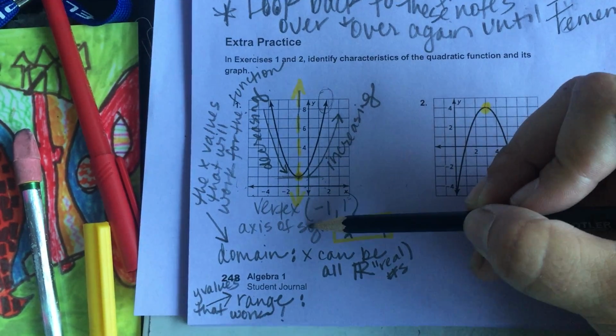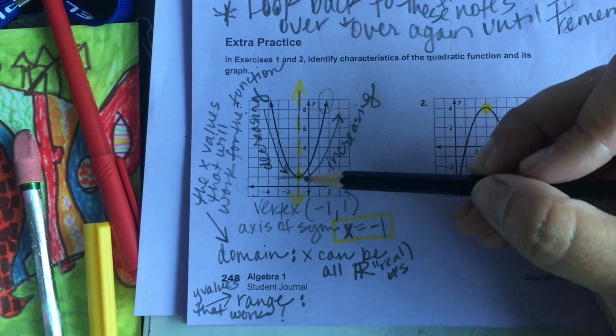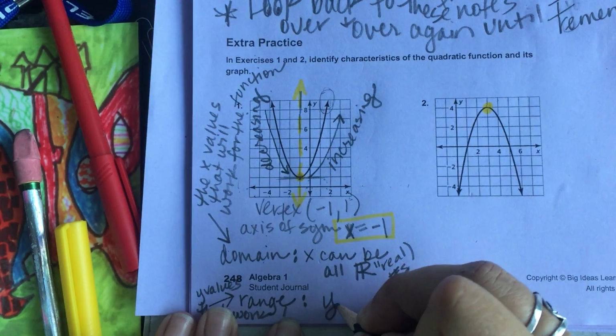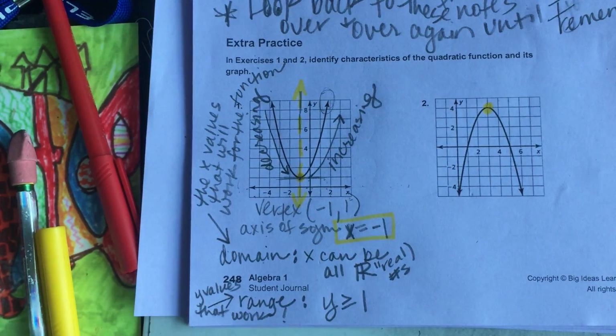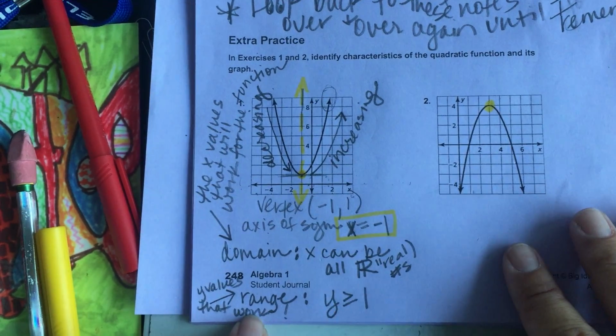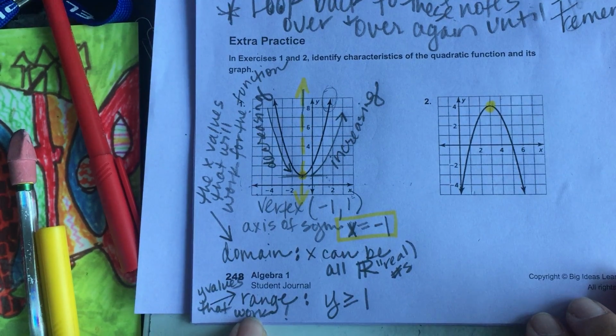No. Where y is negative? No. Can y be 1? Yes. Yeah, it is at the vertex. Range is y is greater than or equal to 1. Dominic, what is that word under range? Y values that work. Okay. The y values that work.